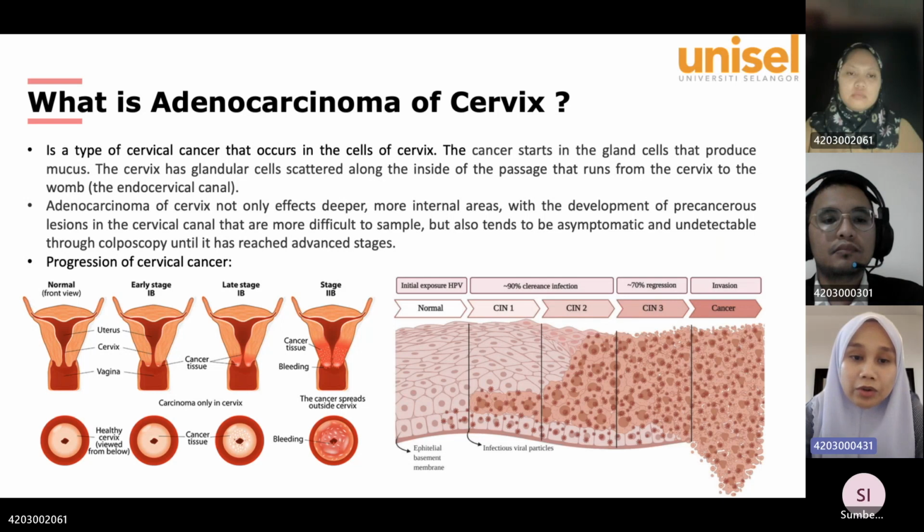Adenocarcinoma of the cervix not only affects deeper, more internal areas, with the development of precancerous lesions in the cervical canal that are more difficult to sample, but also tends to be asymptomatic and undetectable through colposcopy, and it reaches advanced stages. Progression of cervical cancer.